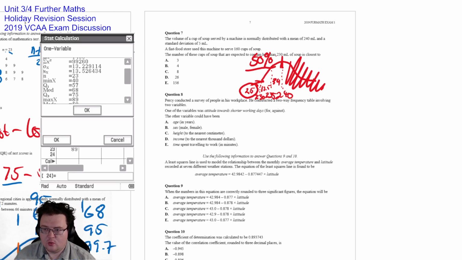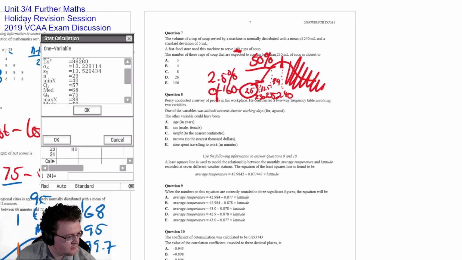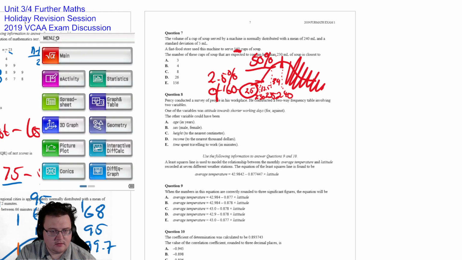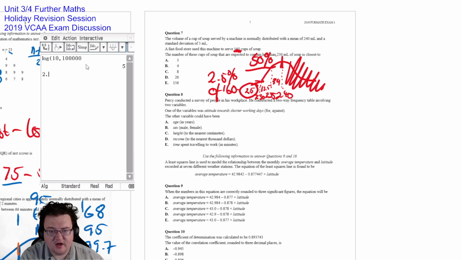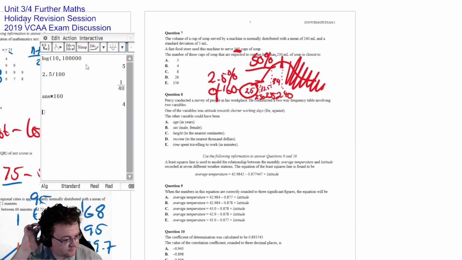So now we can go back and look at the rest of the question. A fast food store uses this machine to serve 160 cups of soup. What is 2.5% of 160? All right, 2.5% of 160. So 2.5 over 100 is 2.5%, times by 160, 4. Done.